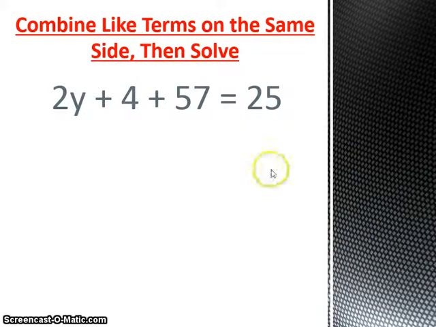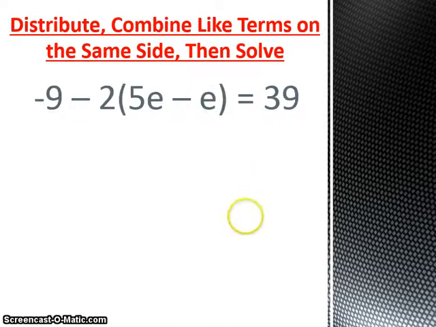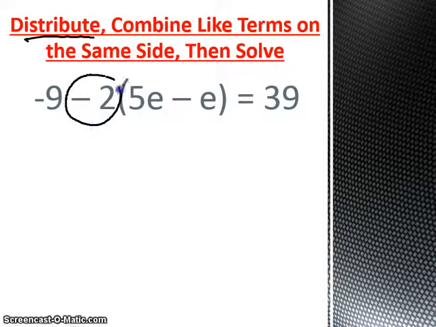Now, we are going to add the distributive property to our equation. So in this example, we are going to need to distribute, then combine the like terms that are on the same side, and last, solve the equation. Now, remember, when you distribute, you always need to look at the sign in front. So we're not just distributing 2, we are distributing -2.